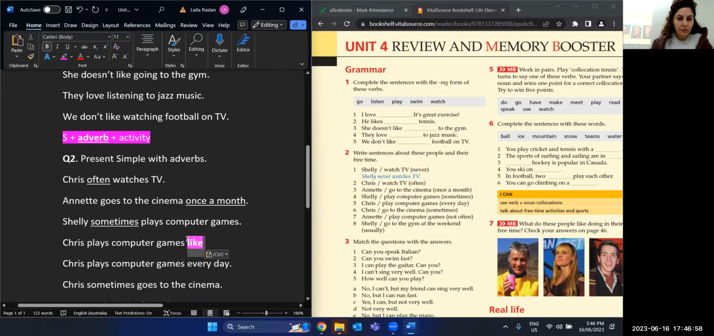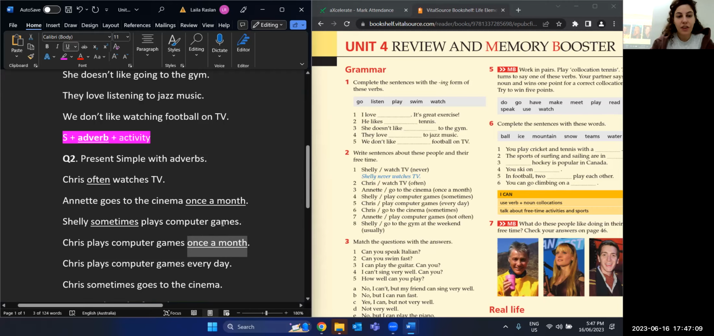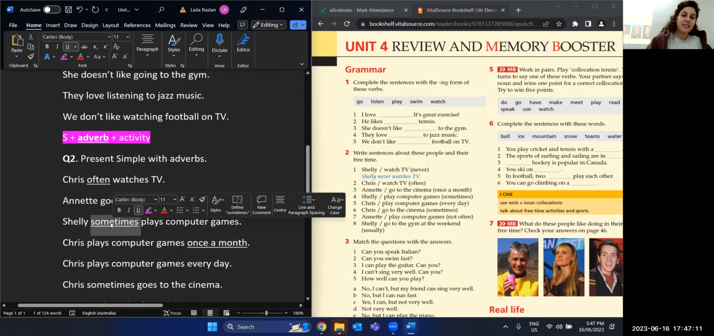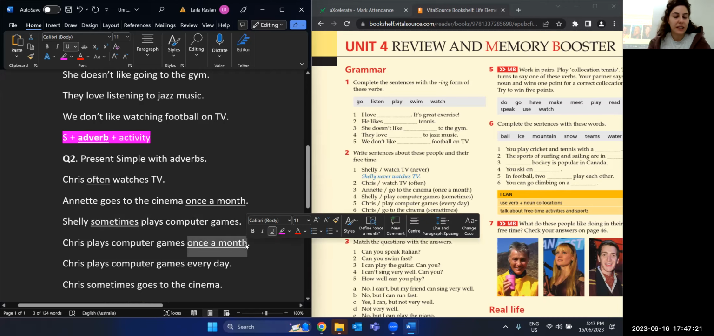So, sorry, Chris plays computer games once a month. So when you have the once a week, once a month, put that at the end. If you have sometimes, remember you could start the sentence with sometimes or in the middle. Often is more in the middle. Sometimes in the front or in the middle. But this one, once a month, it should go at the end.